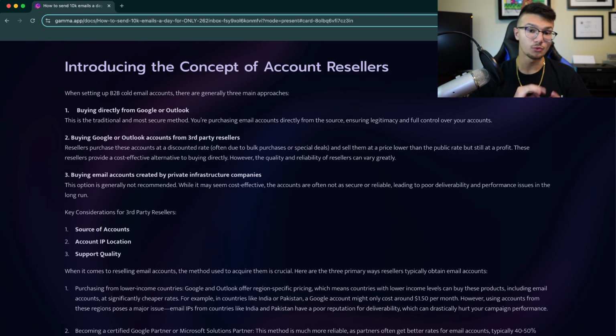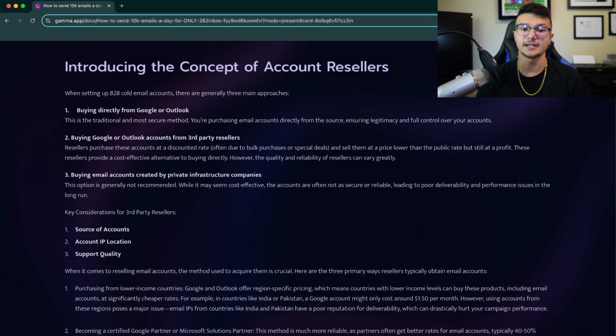So when you're first purchasing your B2B cold email accounts, there's generally three different types of approaches that you could take, right? You can buy directly from Google or Outlook, right? And this is the traditional and most secure method of obtaining accounts, okay? You're purchasing these email accounts directly from the source. So that ensures that it's 100% legitimate and you're always going to have full control over your accounts.